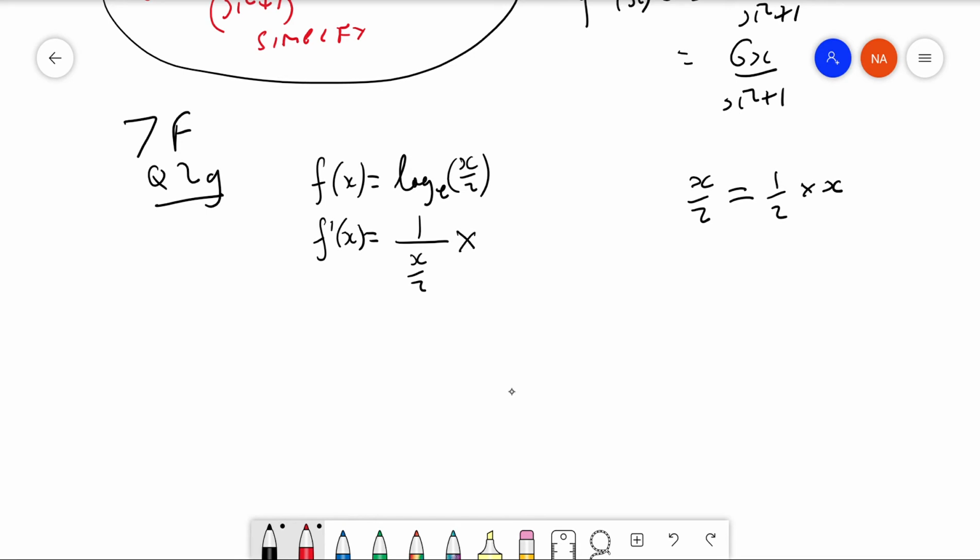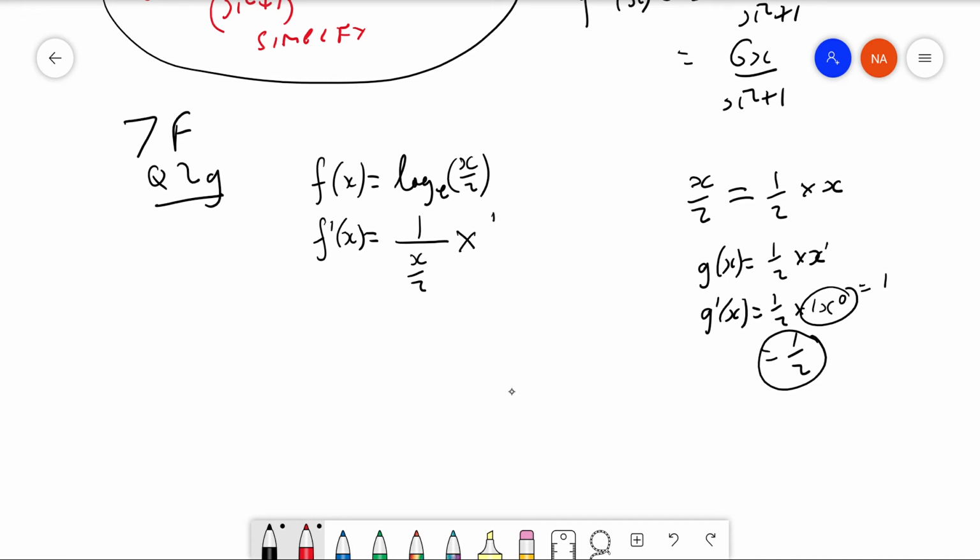So if you have to find the derivative of that, I should use a different letter. If your function g of x was equal to 1/2 times x, just writing it that way instead of x over 2, then the derivative of that is 1/2 times, well, the derivative of x by itself is just 1, because that's power 1, you get 1x to the power 0, which is just 1, so 1/2. So when you have that, the derivative of x over 2 is just 1/2, so we get the 1/2 here.